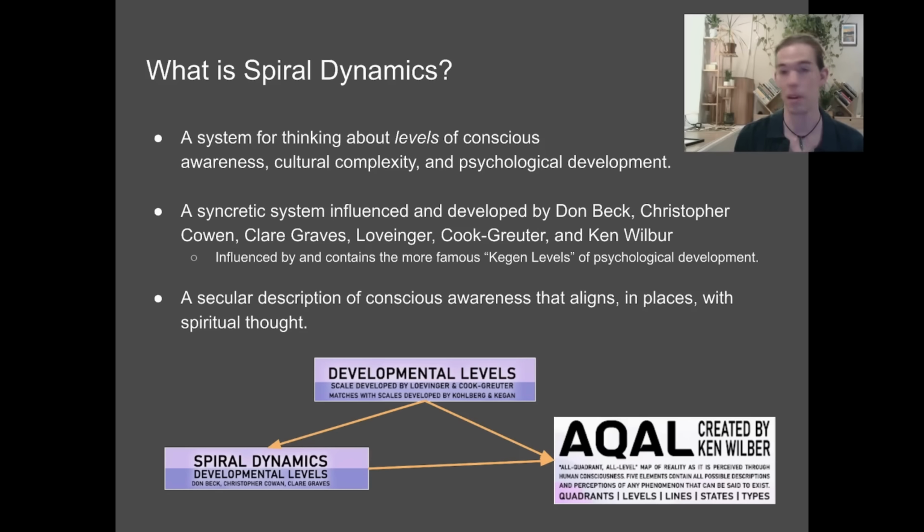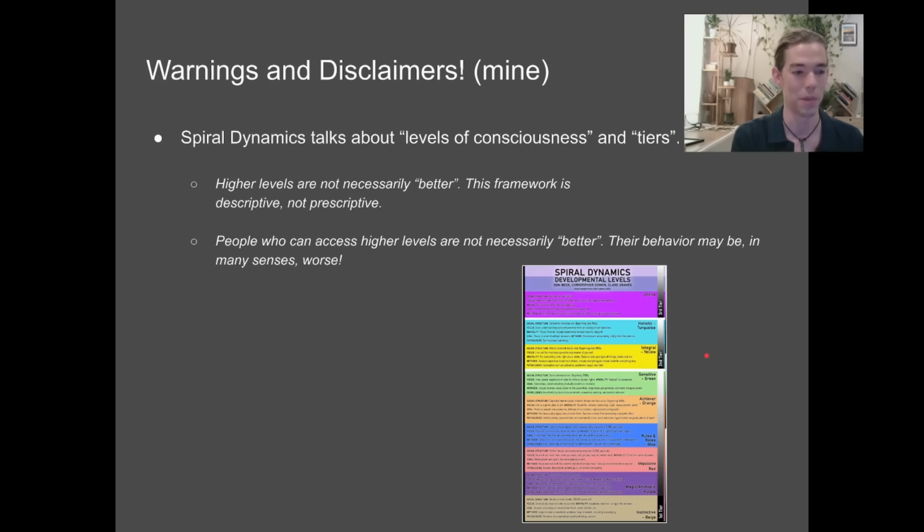It's a system for thinking about levels of conscious awareness, cultural complexity. You can talk about where a culture is in terms of its values and psychological development. If you've heard of the Keegan levels of psychological development, they are contained inside of it. They're an inspiration to this system and also contained within it. This system is syncretic, developed by all of these people, and you can read about them if you want to. It's a secular description of awareness that aligns in places with spiritual thought. So this is sort of the only bibliography I'm going to have on here, so there you go.